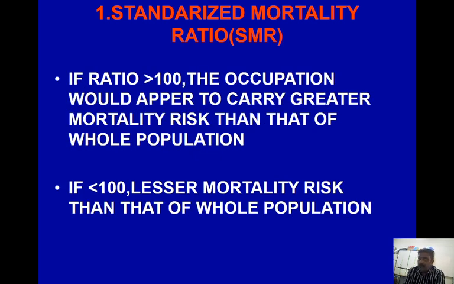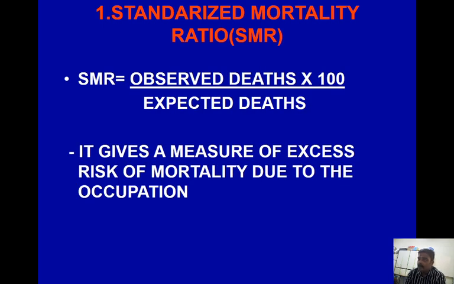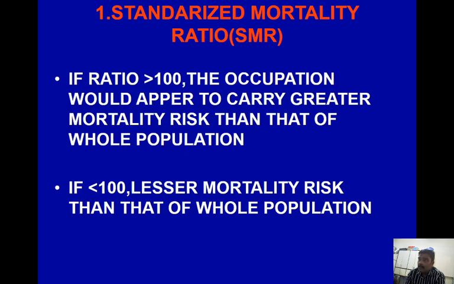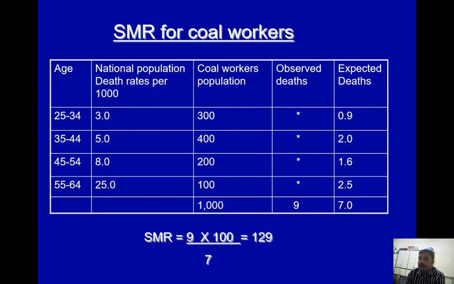Say for example, just look at this. Observed deaths divided by expected deaths gives the measure of excess risk of mortality due to the occupation. So if it is more than 100%, the occupation would appear to carry greater risk. If it is less than 100%, it will be lesser mortality risk.